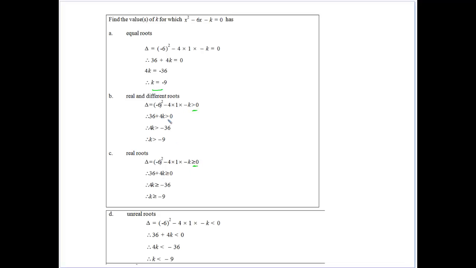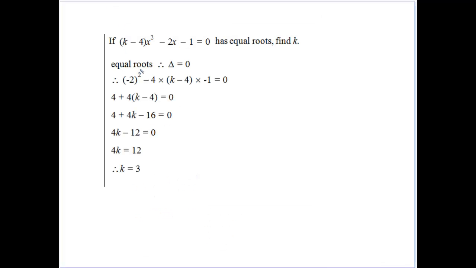If it's just real roots, then the discriminant is greater than or equal to 0. So it's exactly the same process, except we have greater than or equal to 0, which gives us k greater than or equal to minus 9. Now, for unreal roots, we know our discriminant is less than 0. So again we solve this equation, which ends up being a nice linear equation, 36 plus 4k less than 0, which means k is less than minus 9. We don't get any roots at all, so we won't be able to solve.